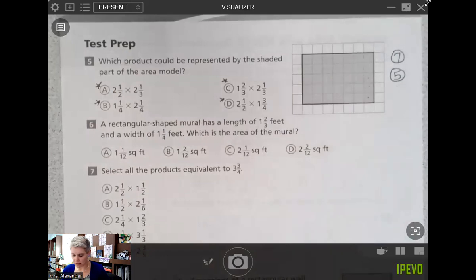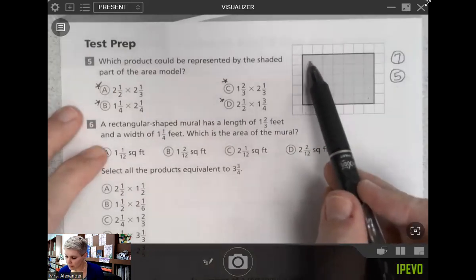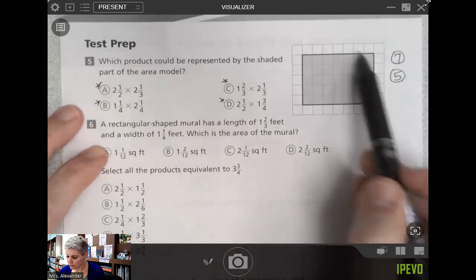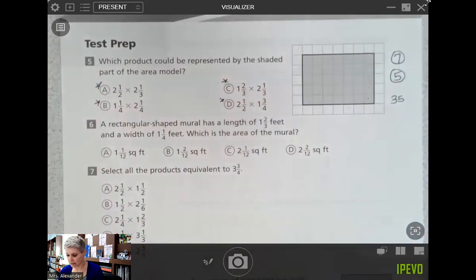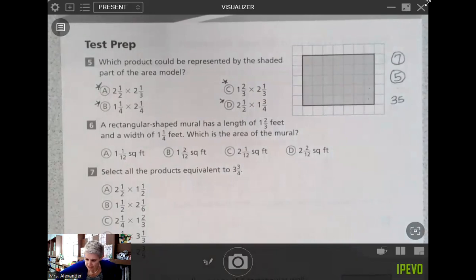How am I going to determine this? So we have 7 by 5. We have a total of 35 boxes then that are filled in. How can we determine which one of those could be represented? Oh, goodness, sorry. I've got to adjust the knee, friends. All right, so let's look at this a little bit more.